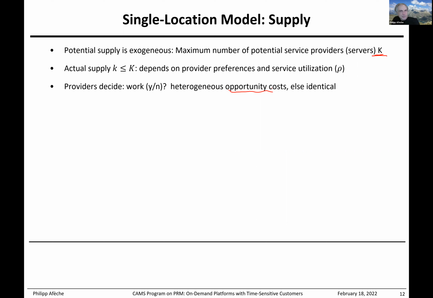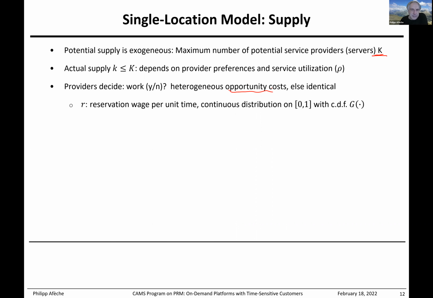Maybe somebody wants to work 3 hours, another wants to work a full day. Some people are faster than others, more skilled than others, etc. So that's ignored here. The source of heterogeneity is the reservation wage per unit time. There's a distribution on that. Everybody has the same service rate.